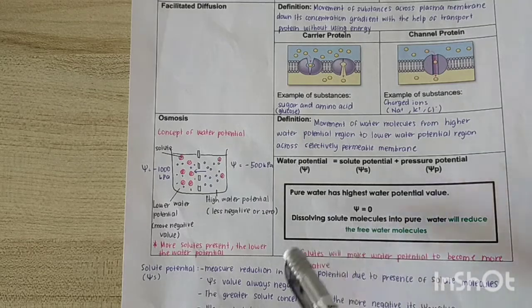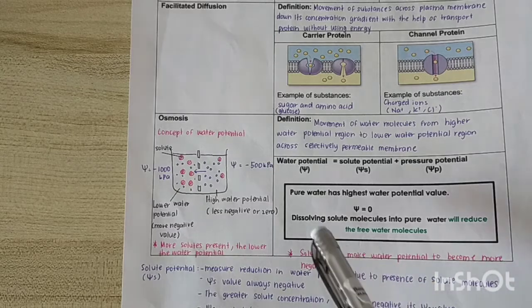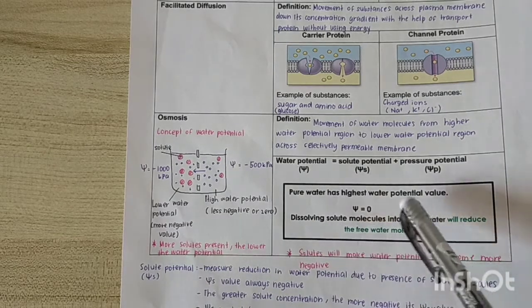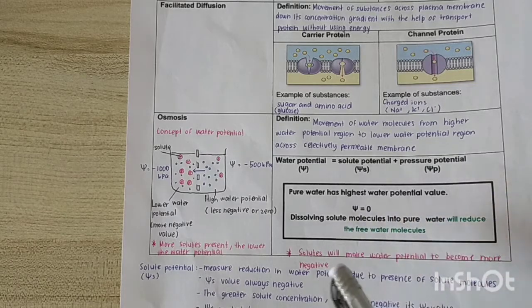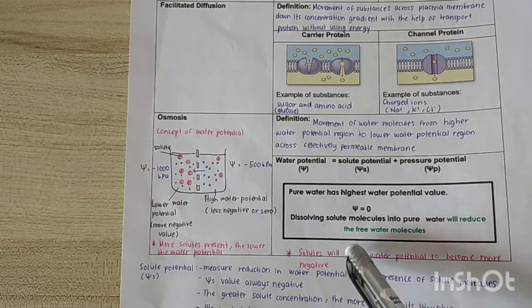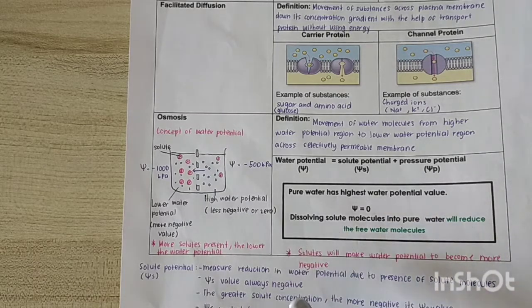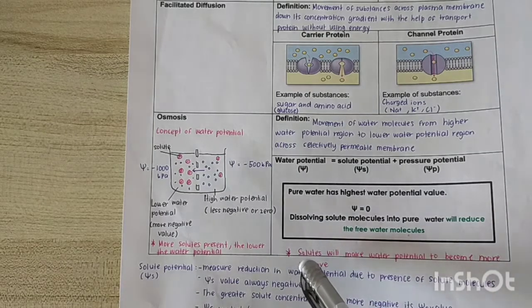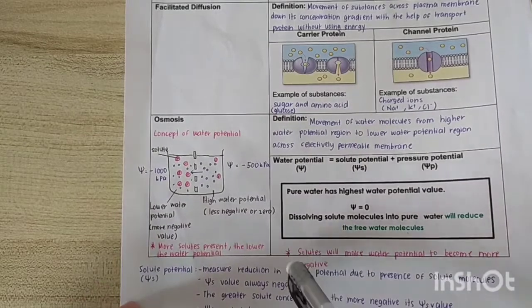So what happens if there is a dissolving solute inside the solution? The dissolving solute molecule in pure water will reduce the free water molecules. So means that bila ada dissolving solute, awak letakkan solute di dalam pure water tu tadi, so what happens, dia akan reducekan the water potential. So the water potential will become negative. Okay, so saya dah starkan dekat sini. Maksudnya solute will make water potential become more negative.